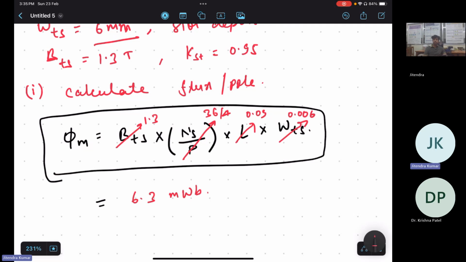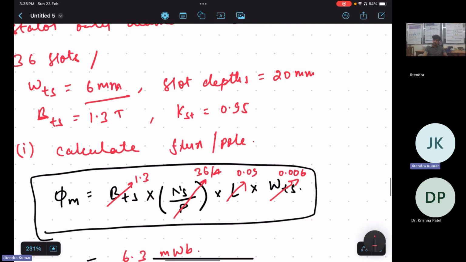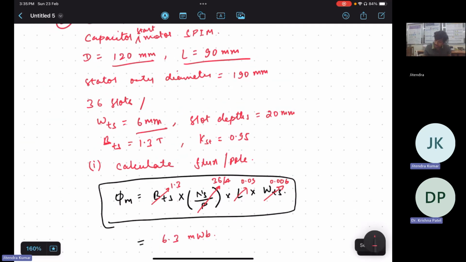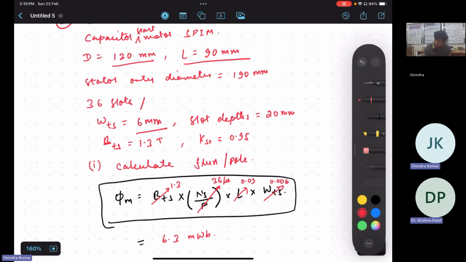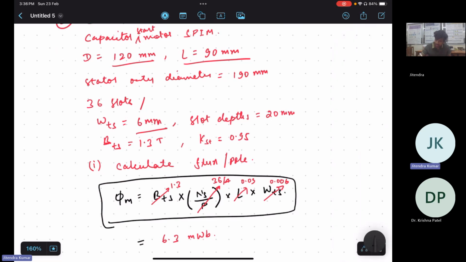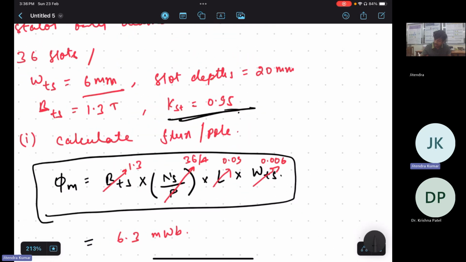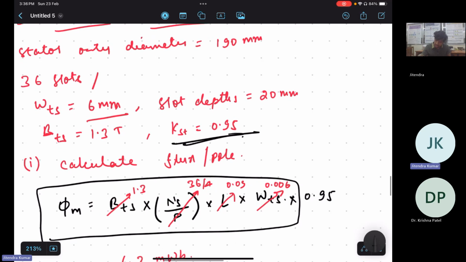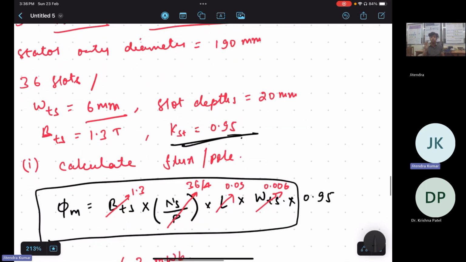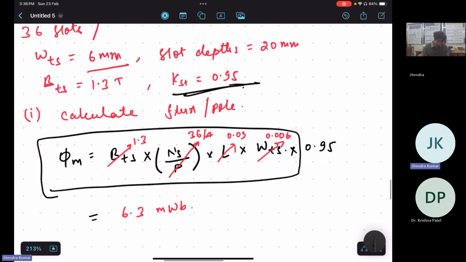Yes, sir, but while considering that axial length, we missed one factor here. Which factor? The stack length is given as 90 mm, but on top of that we also have to consider the stacking factor, which is 0.95. We have to multiply with 0.95 because only 95% of this 90 mm is the core. The remaining is the insulation in between them.